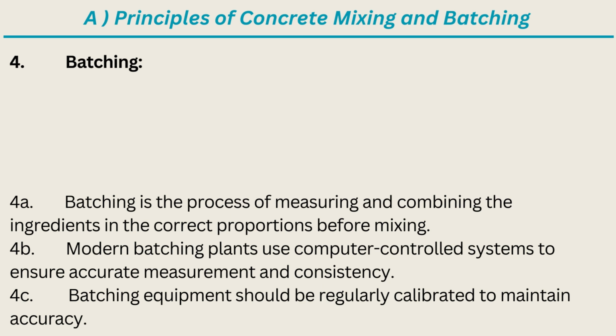4. Batching. 4a. Batching is the process of measuring and combining the ingredients in the correct proportions before mixing. 4b. Modern batching plants use computer-controlled systems to ensure accurate measurement and consistency. 4c. Batching equipment should be regularly calibrated to maintain accuracy.